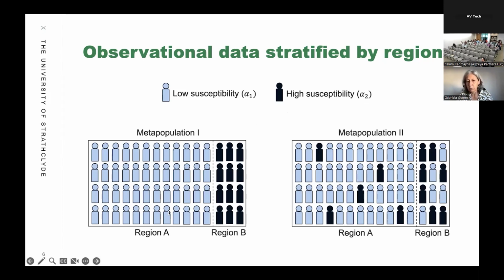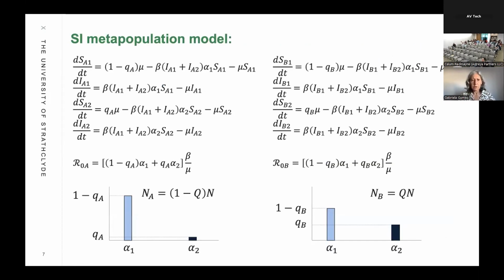Don't put them all light blue in one region and the dark blue in the other region. Of course, you have the higher transmission region with more high susceptibility individuals, but there are also some high susceptibility regions in some high susceptible individuals in the lower transmission region. So this model, it's how it's written.